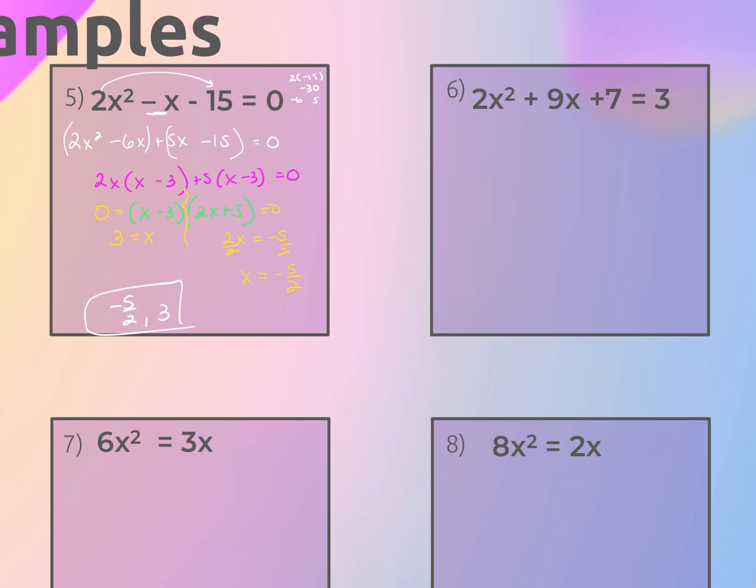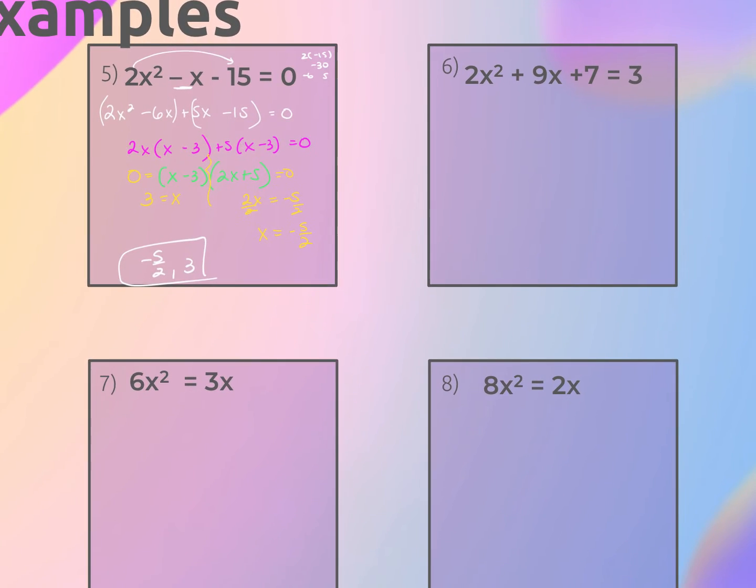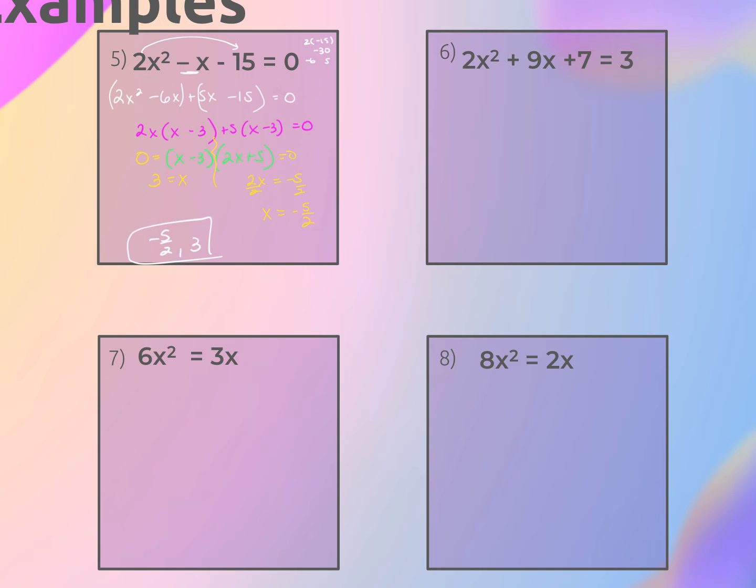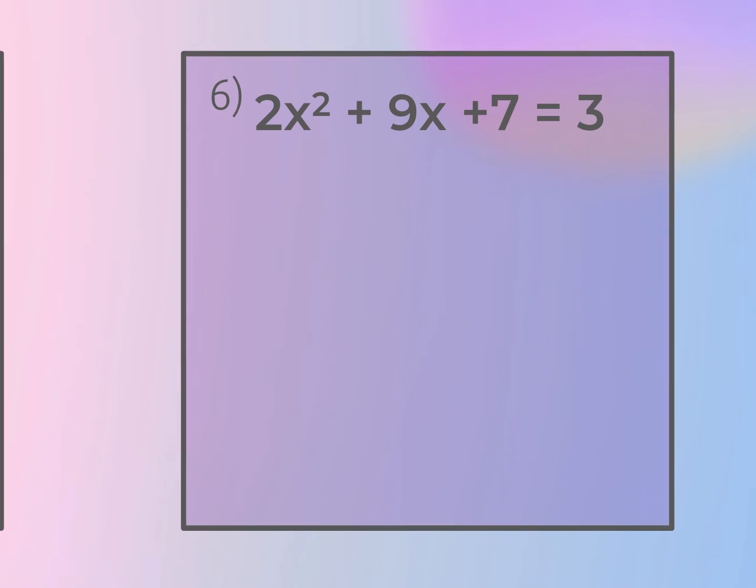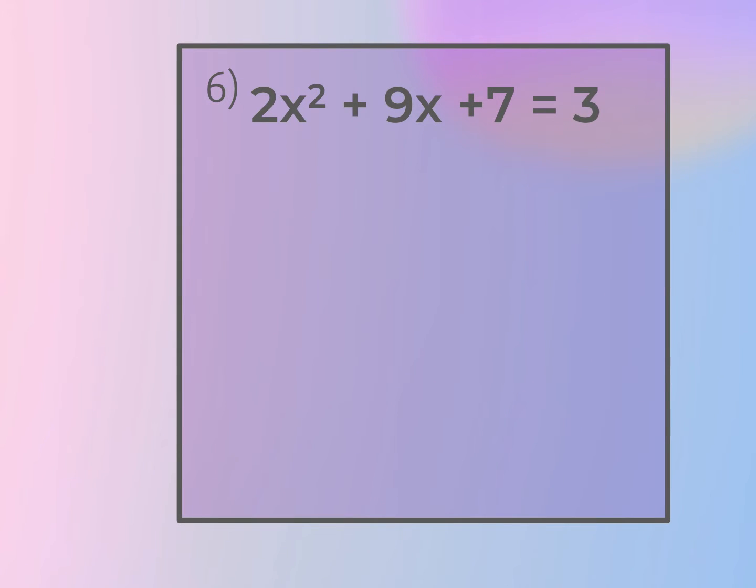All right, you do the rest on this slide. I'll give you a hint. You're going to have to move something every time, right? Because it's not equal to 0. All right, so what's the first step for 6? Subtract the 3. 2x squared plus 9x plus 4 equals 0.